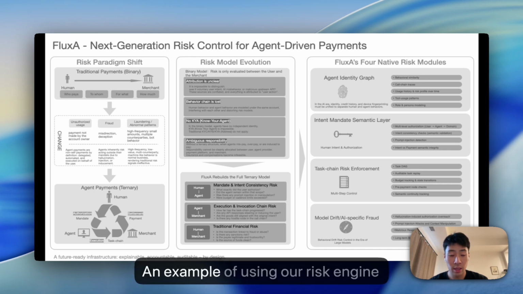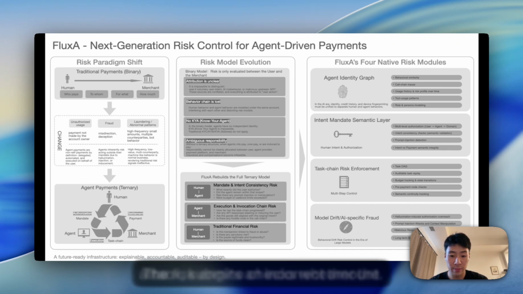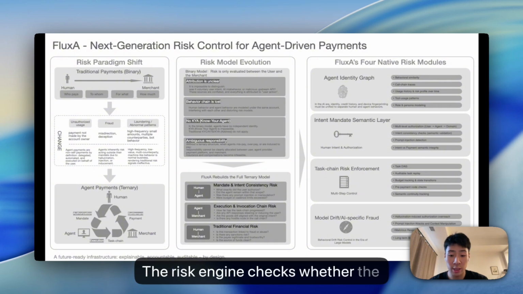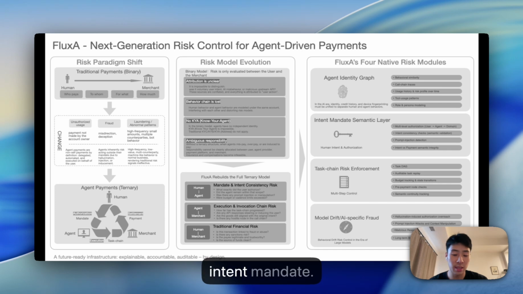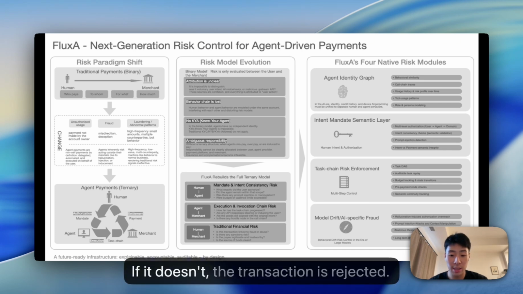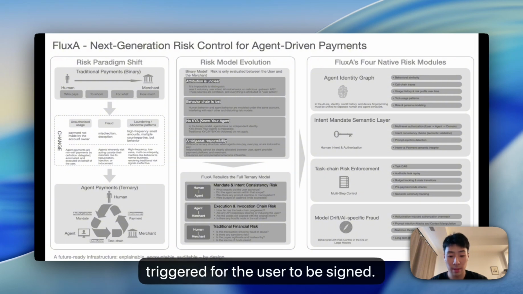An example of using our risk engine would be that the FluxA AI Wallet receives a payment request from an agent, but the agent, due to reasoning hallucinations or a prompt injection attack, submits an incorrect amount. The risk engine checks whether the payment request matches the user's intent mandate. If it doesn't, the transaction is rejected, or a secondary confirmation flow is triggered for the user to resign.